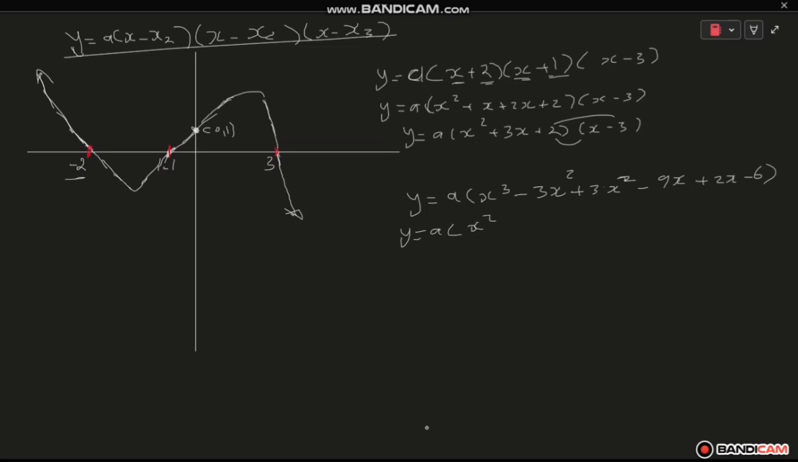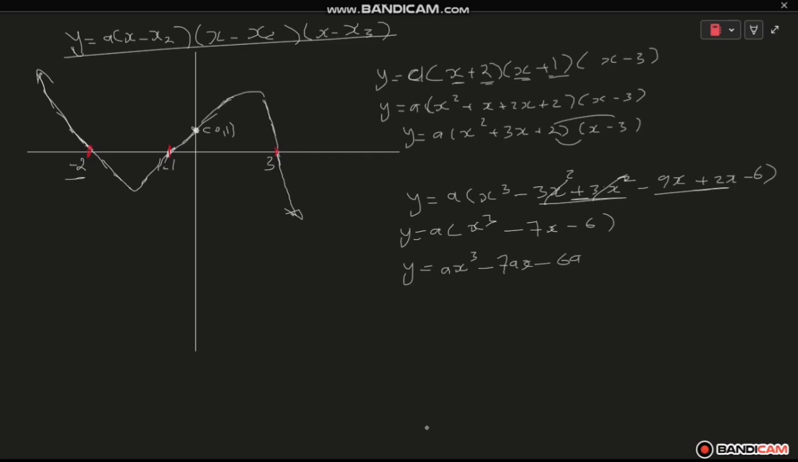x cubed minus, okay, these ones are going to cancel out. Then these ones are going to give us -7x. Remember here it's cubed, right? -7x, not squared, minus 6. Then you're going to distribute the a inside the brackets. It's going to be y equals ax cubed minus 7ax minus 6a.